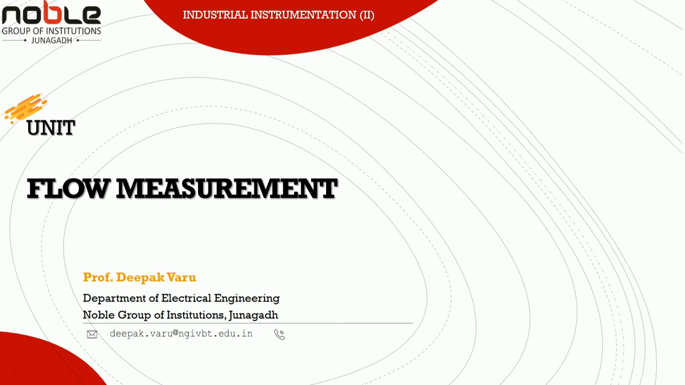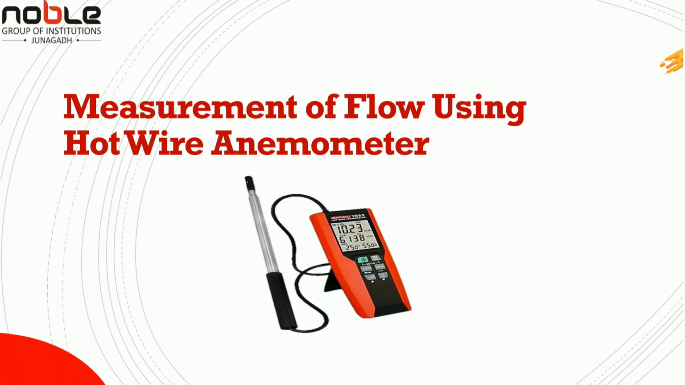Today, in our industrial instrumentation lecture series, we will see about one of the instruments of measurement of flow, that is the hot wire anemometer. So today we will see about measurement of flow using a hot wire anemometer. First of all, let us see about the hot wire anemometer.